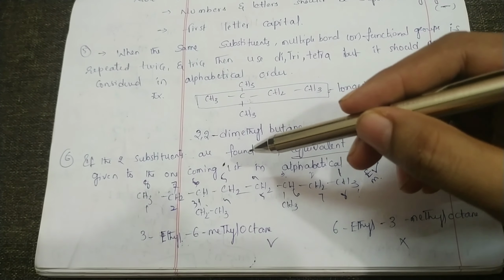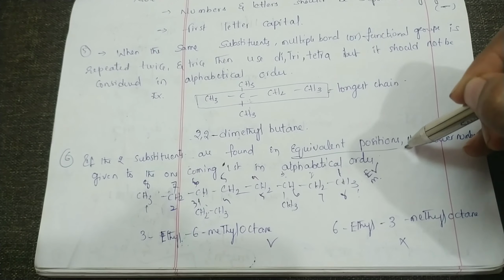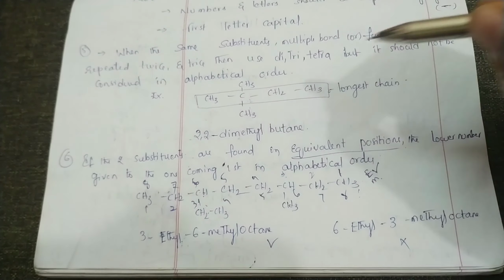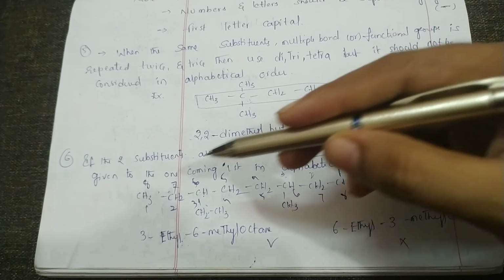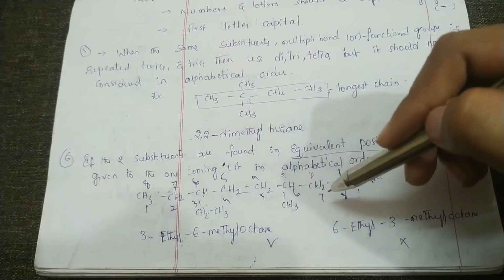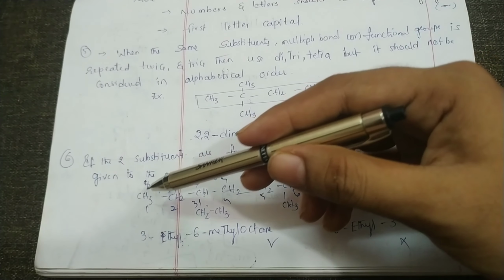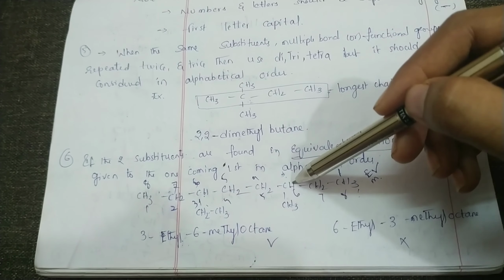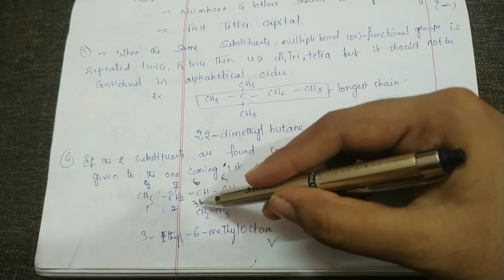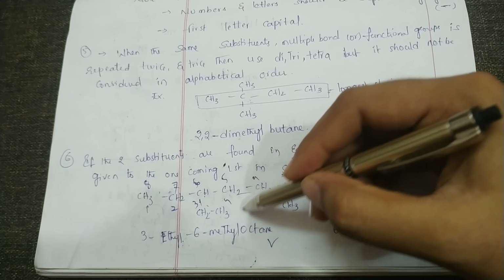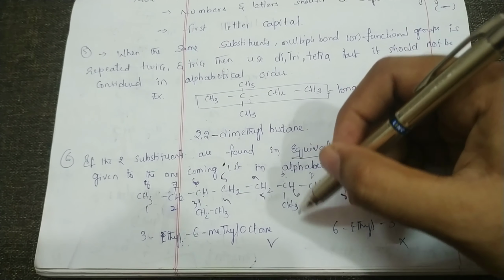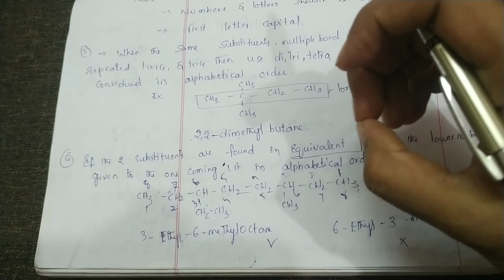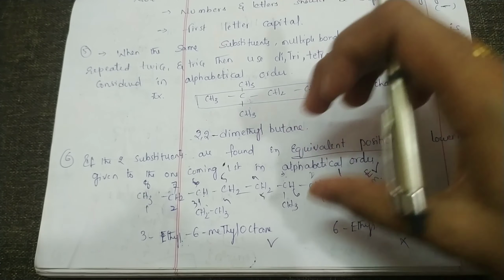The next rule is, if two substituents are present in equivalent positions, the lower number is given to the one coming first in alphabetical order. So in this compound, two groups are present, ethyl group and methyl group. If you are giving the number from this side, 1 2 3 4 5 6 7 8, in the third position the ethyl group is present. If you are giving the number from this side, 1 2 3, in the third position the methyl group is present. So now we have to arrange in alphabetical order.